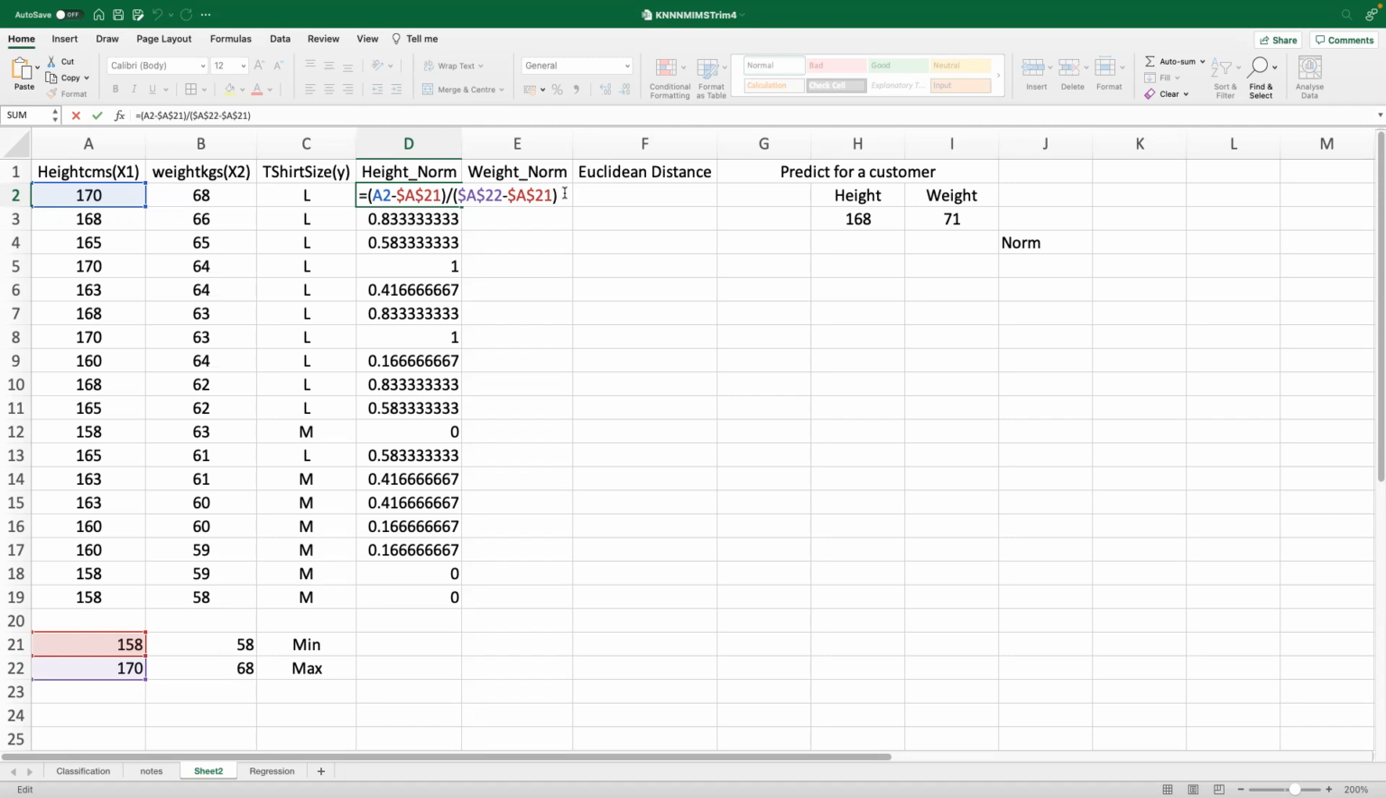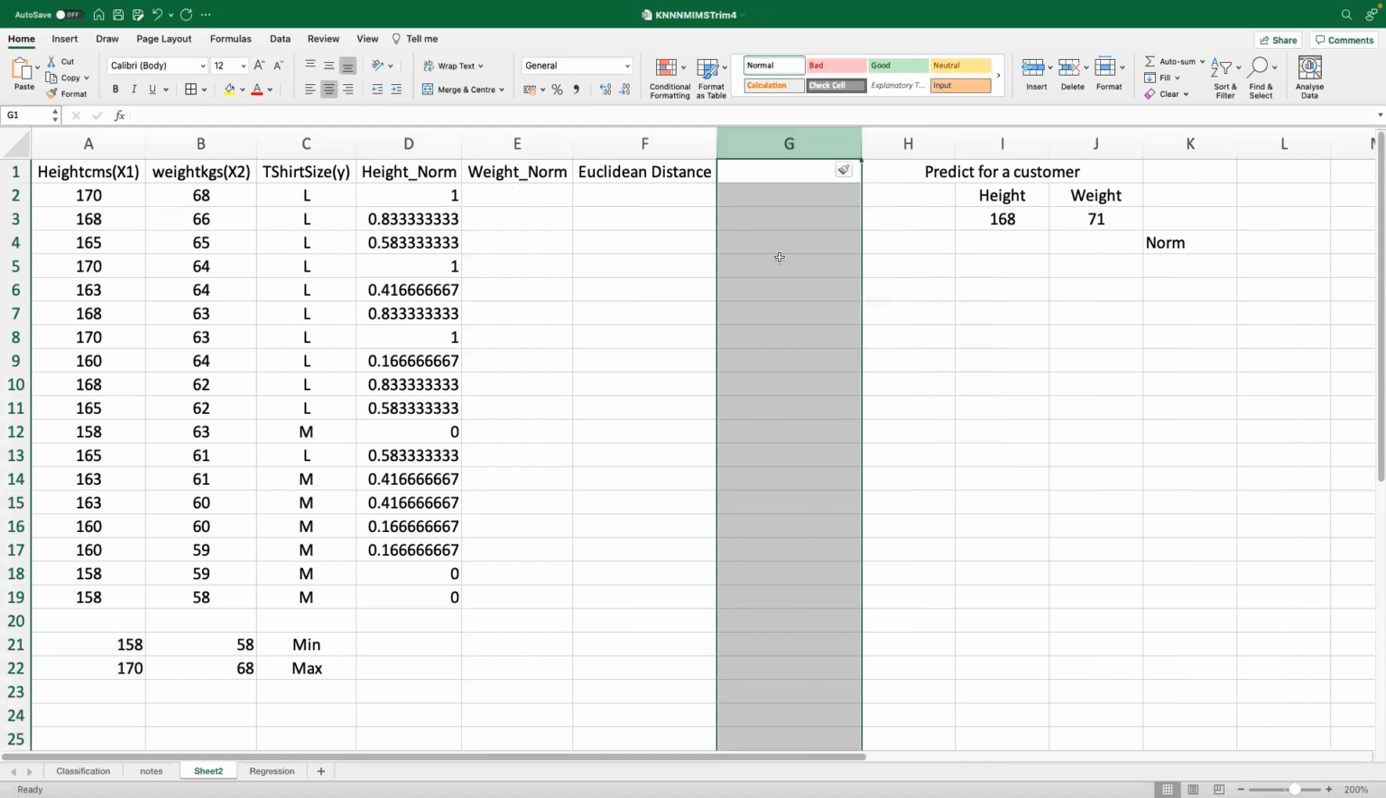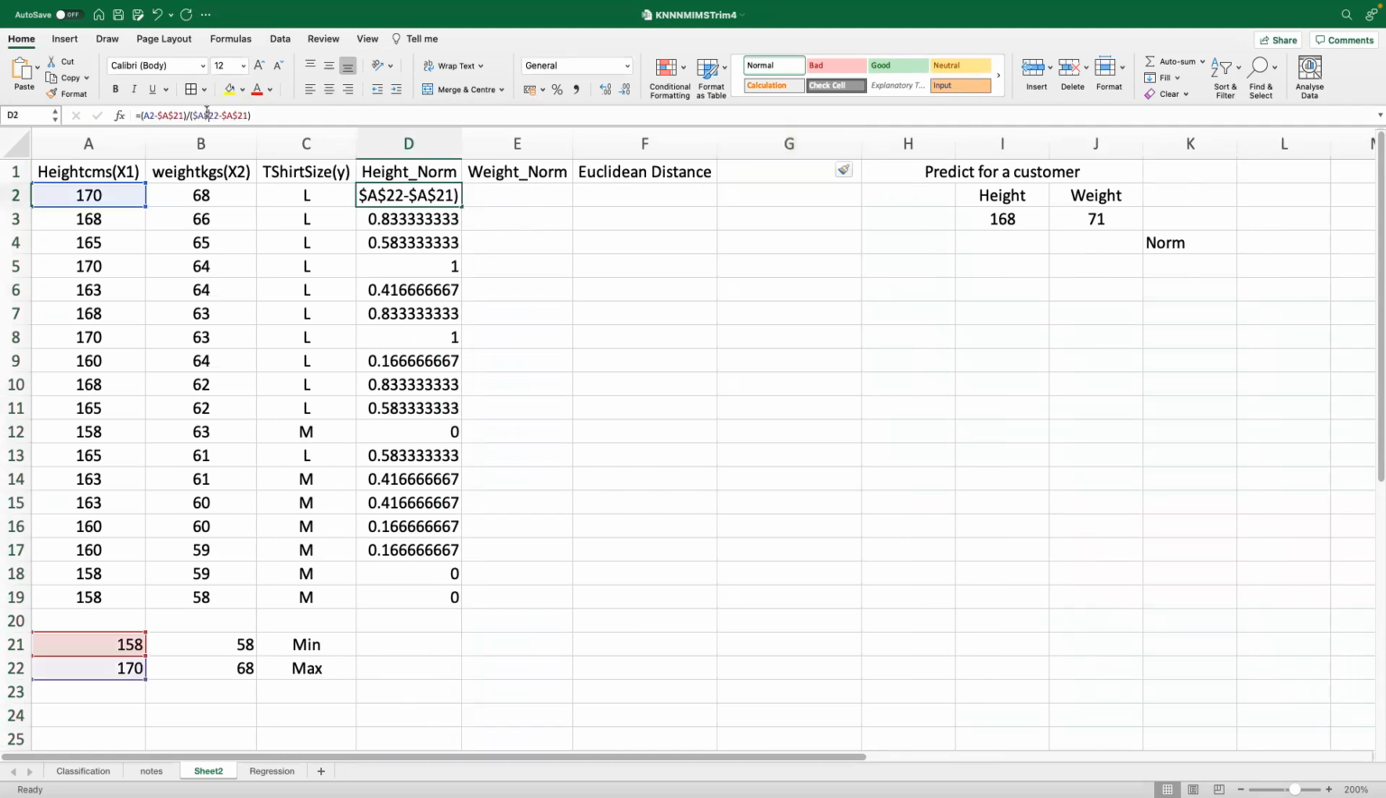So you have to fix 3 cells by pressing F4 or Fn plus F4. This is the formula for the first cell. First, calculate the min and max of the columns. Then, x minus x min divided by x max minus x min.